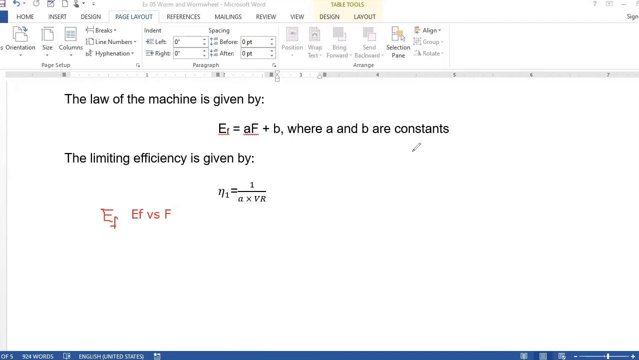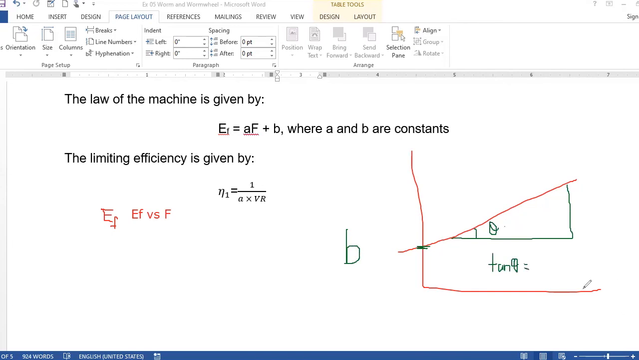Let's say this is the graph, the EF versus F. Let's say this one is your graph. If this is your graph, then this point is what? B, right? Tan theta equals what? Tan theta equals A, right? The slope gives A. So you can find A from this graph. So additionally, you have to draw this graph. Otherwise, you can't find A. EF, that means friction effort versus load. You have to draw this graph.